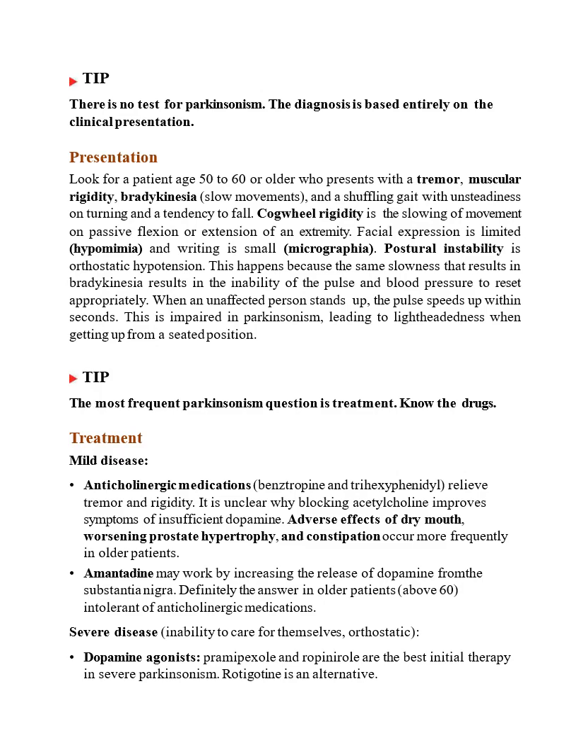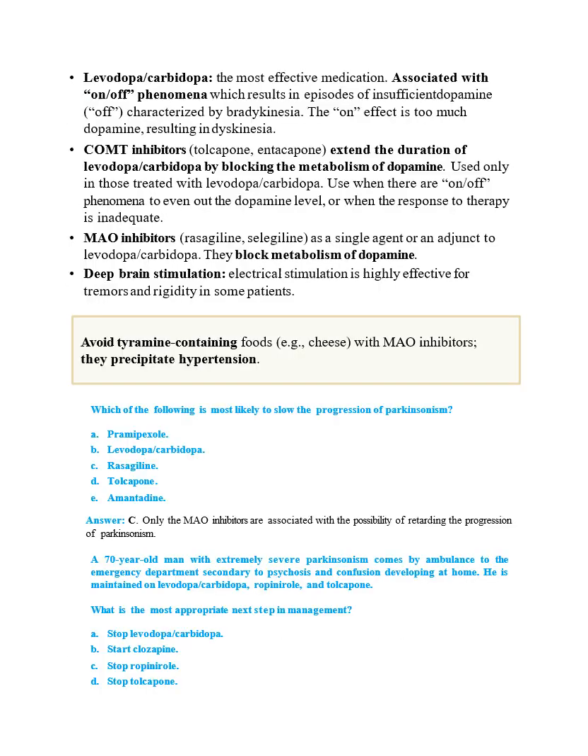The last medication, which is ropinirole, is an alternative. Let's go to next slide, 27. This slide discusses the medication in treatment of Parkinson.